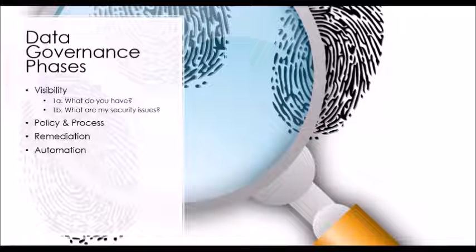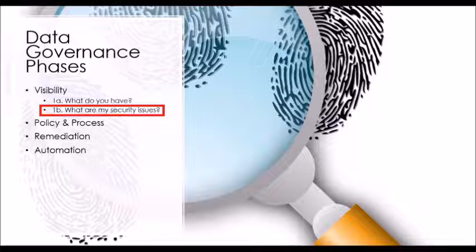The next is policies and process. You beef up some of your company's current policies and procedures and add any new ones to fill in the gaps. After that, we'll talk about remediation. This is where we go in and we fix those security issues and start to implement those policies and procedures that we had previously created. After that, we then automate. This is where we reduce human error and make those policies and procedures quick, easy, and reliable.